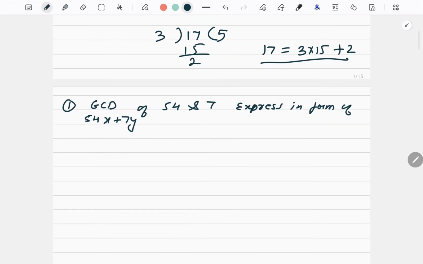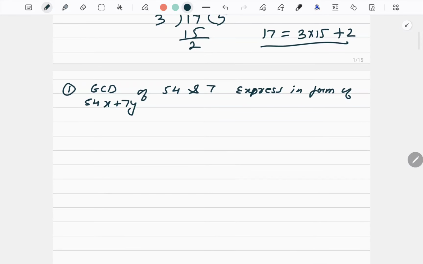Now let us start with the question. My first question is, find the GCD of 54 and 7 and express it in the form of 54x plus 7y. Now learn the method of GCD. What you have to do, the bigger number you should keep here and the smaller number here. Now divide it as your usual division. So 7 7s are 49.